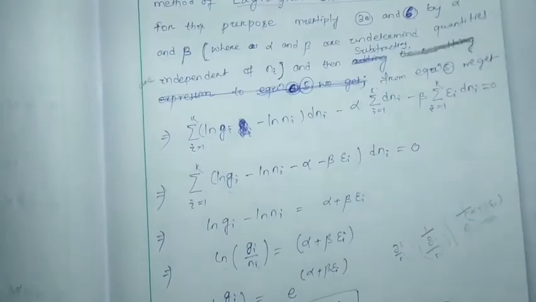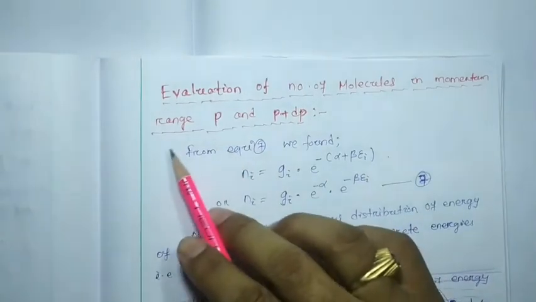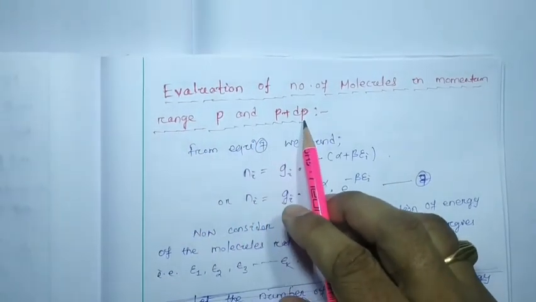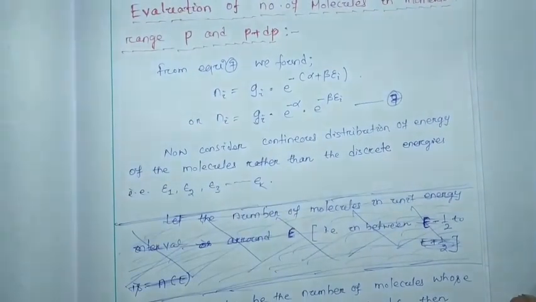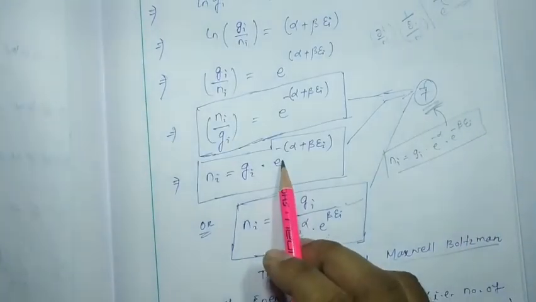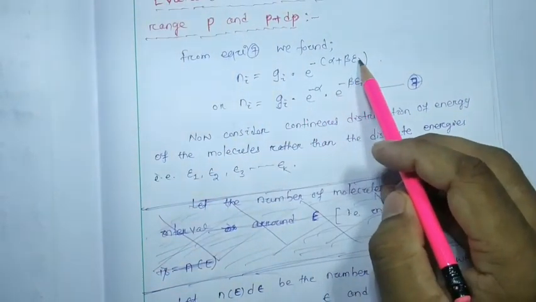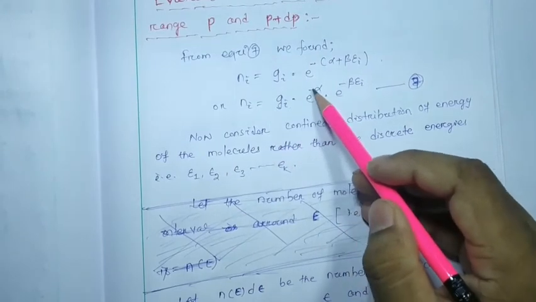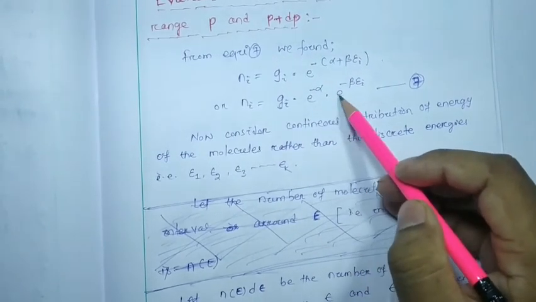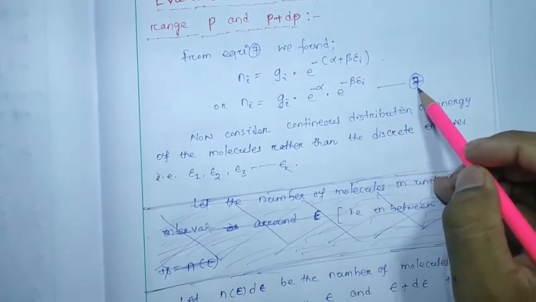Okay, now we have to go for the evaluation of the number of molecules in the momentum range p and p plus dp. From equation number 7 we found ni equal to gi into e to the minus alpha plus beta epsilon i, or gi into e to the minus alpha into e to the minus beta epsilon i. This is your equation number 7.